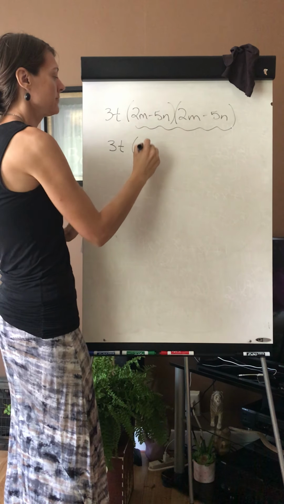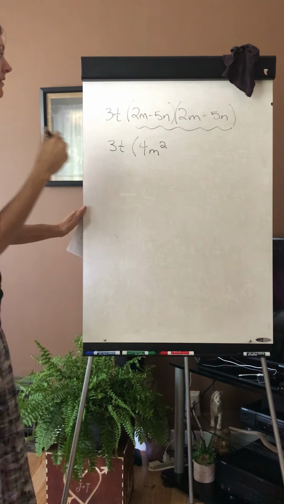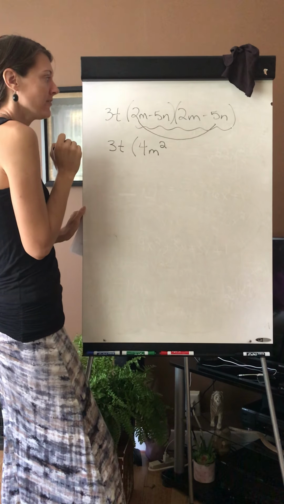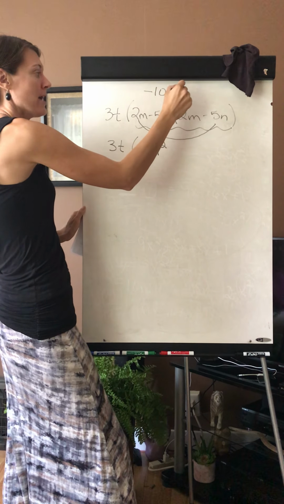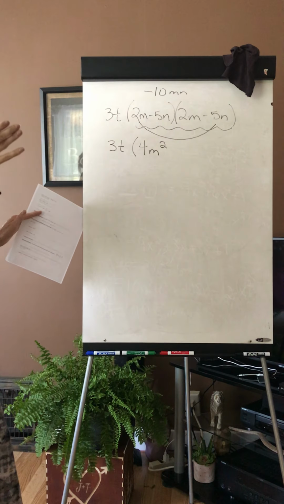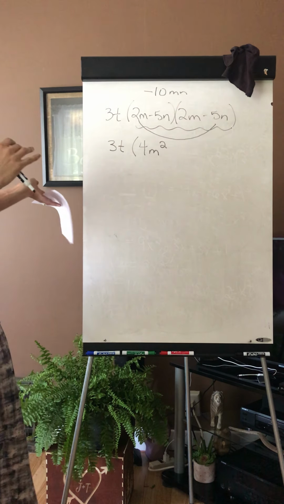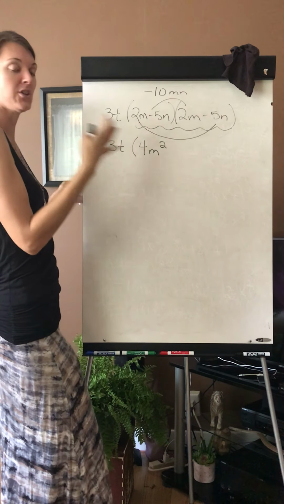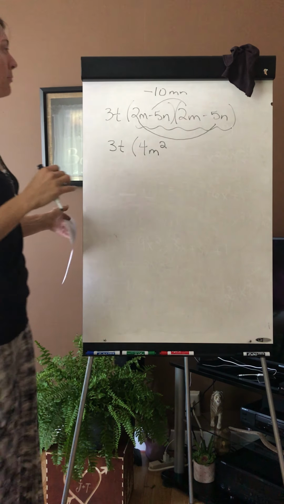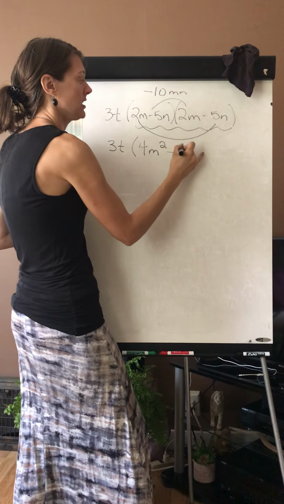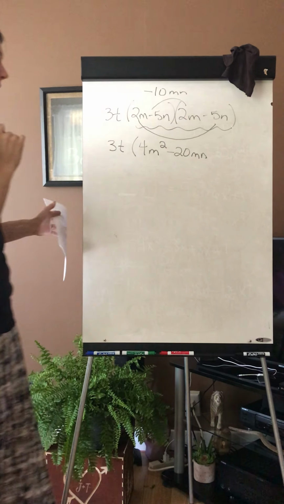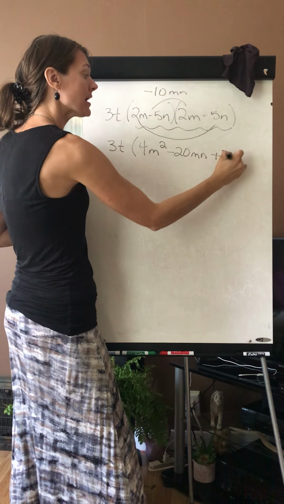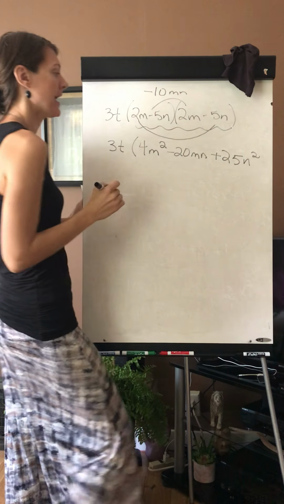So 2m times 2m, that's 4m squared. Don't forget to square that. And then I'm going to cheat a little bit. So 2m times negative 5n, that's negative 10mn. The order doesn't matter. You can write it mn. I'm kind of OCD, so I like it in alphabetical order. But if you prefer nm, that's fine as well. So this is also negative 10, either mn or nm. So when you combine those, negative 10, you get negative 20mn. Okay? And then lastly, negative 5n times negative 5n becomes positive 25n squared.